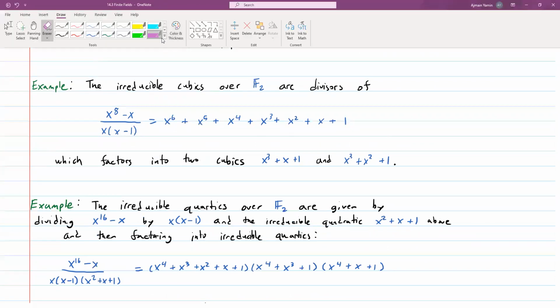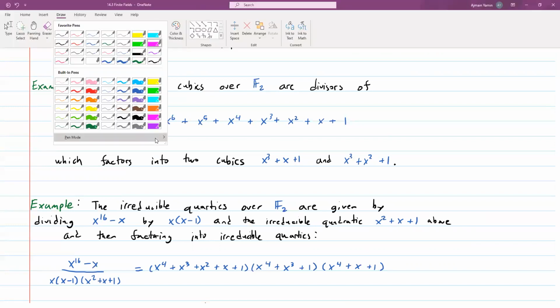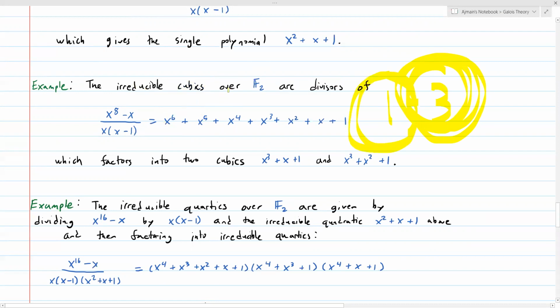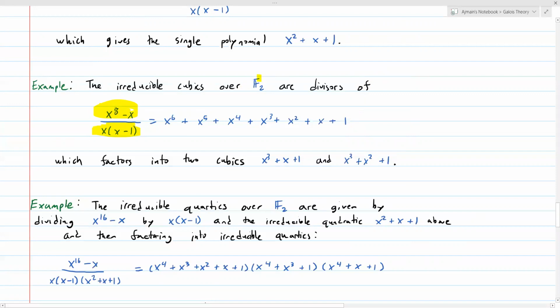Now let's talk about irreducible cubics over the field with 2 elements, so degree 3 things. Same thing: what are the divisors of 3? They are 1 and 3. So if we want to find the irreducible cubics, we have to divide by the linear factors, and there are only 2 linear irreducible polynomials. This 8 is 2 cubed, which is why we have x to the 8 minus x here. We divide by all the irreducible linear polynomials, and we get the product of all of the irreducible cubic polynomials with coefficients in F2.